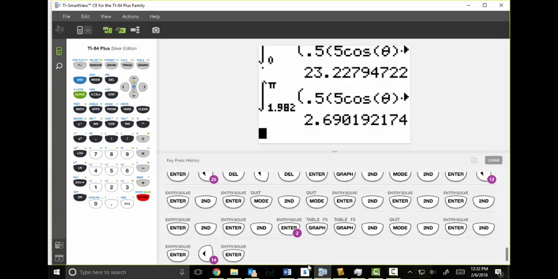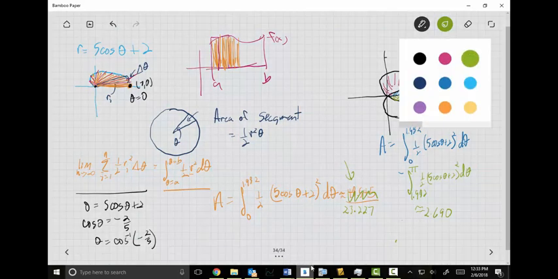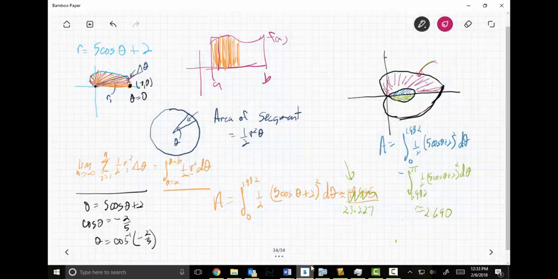So 2.690. So we know this is going to be approximately 2.690. If I want the area of just the red stuff right here, remember I integrated from 0 to 1.982, that gave me this number. Then I integrated from 1.982 to pi, that gave me this number. So if I want the area, this is equal to 23.227 minus 2.690. What is that?